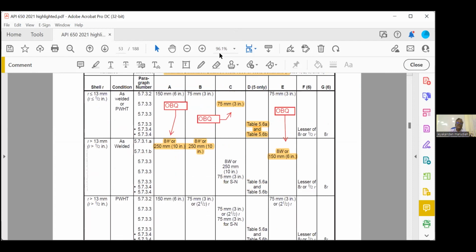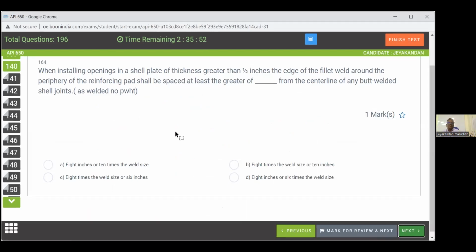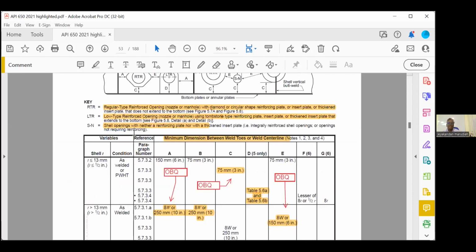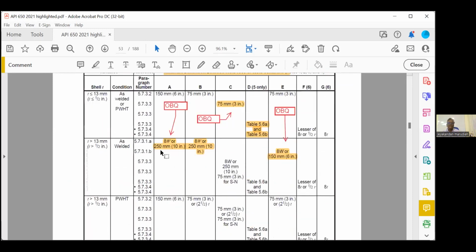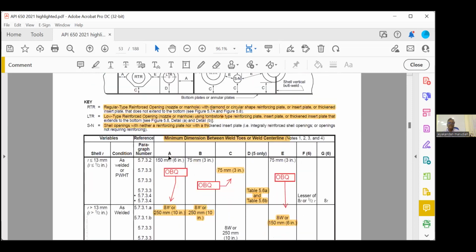Okay. Now, greater than half an inch: the edge of the fillet weld around the periphery of the reinforcing pad shall be placed at least a certain distance from the center line of any butt weld shell joints. So what should be the distance between the reinforcement and the butt weld joint? If you see the reinforcement here, what is the horizontal A, vertical B? What is the A here for greater than half an inch?